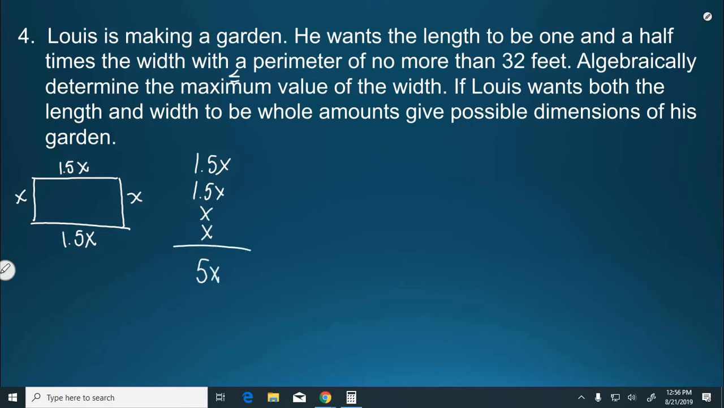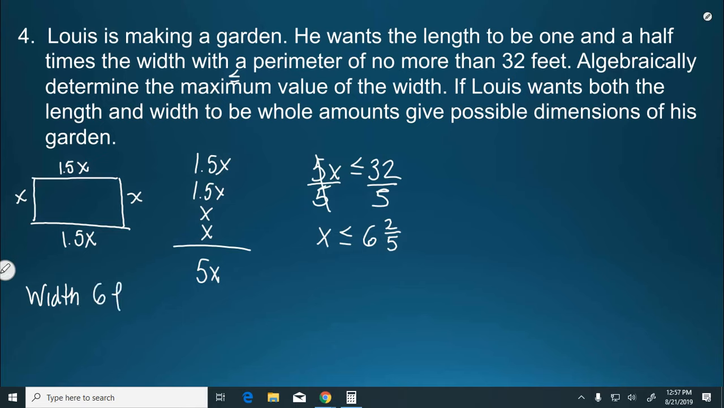Dividing by 5, x has to be less than or equal to, well, 5 goes into 32 6 times with 2/5 left over. So x has to be less than or equal to 6 2/5, but we want it to be a whole amount, then my width would be 6 feet, and my length would be 6 times 1.5, which is 9 feet. And we want it to be less than or equal to 32. If we add 6 and 6, we get 12. 9 and 9 is 18. 12 and 18 make 30, which is less than 32. So we did it correctly.